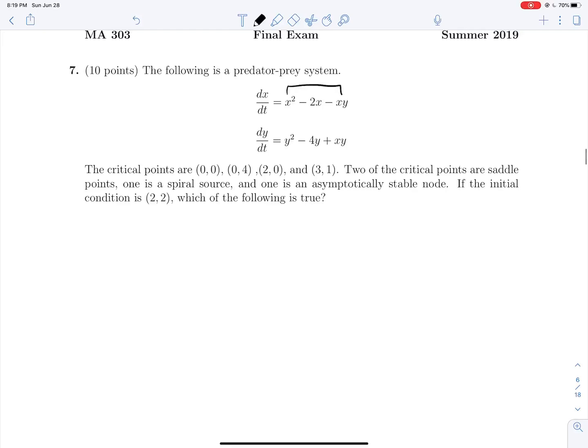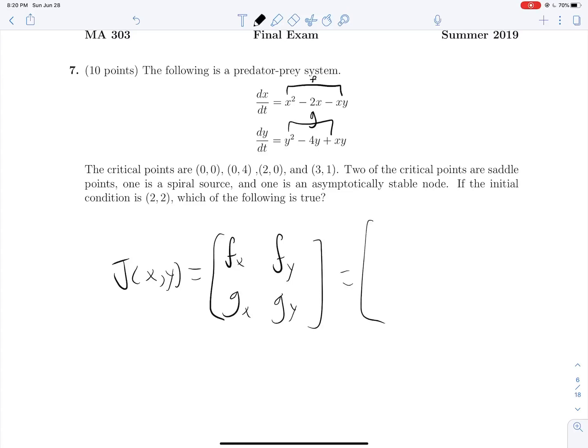So if this expression, we'll call that f, and this guy we call g, then the Jacobian of x and y, which is our linearization of this almost linear predator-prey system, will be fx, fy, gx, gy. And actually solving for those, we'll get 2x minus 2 minus y, minus x, y, 2y minus 4 plus x. And since we know what our critical points are, we can just go in and plug those in directly.